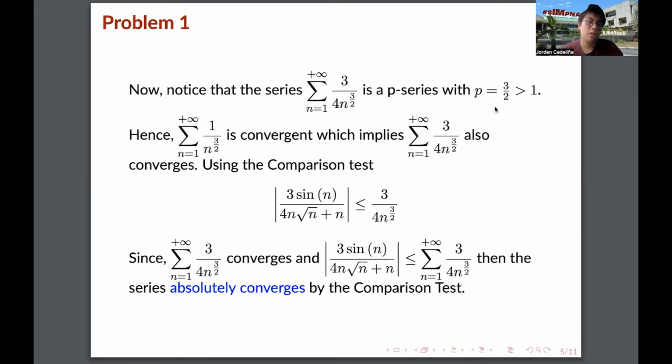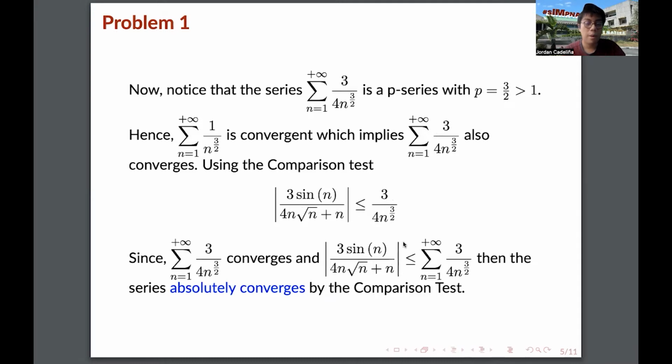So because of this, itong 1 over n raised to 3 half is convergent, implying na yung same series multiplied by 3/4 is also convergent. So by the comparison test, dahil yung original series ay less than a convergent series na 3 over 4 n raised to 3 half, then yung series na to is convergent. Therefore, absolutely convergent siya by the comparison test.